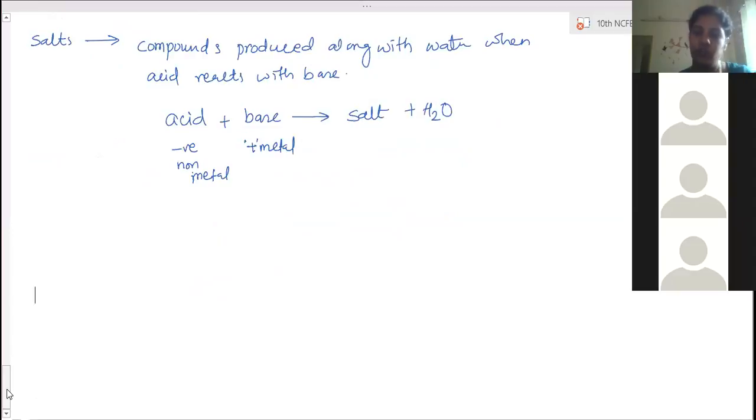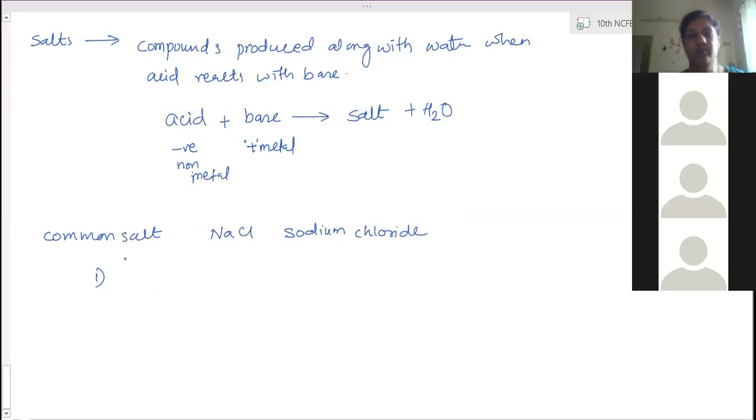Then for common salt, the chemical name is sodium chloride, NaCl. Preparation: what is the preparation method? How is it prepared? Chemically, when the base NaOH reacts with hydrochloric acid, it will form NaCl and H2O.